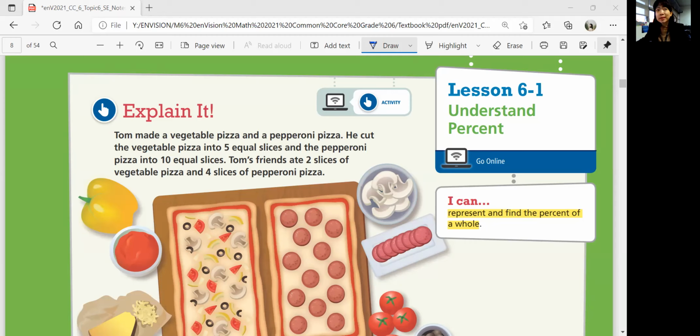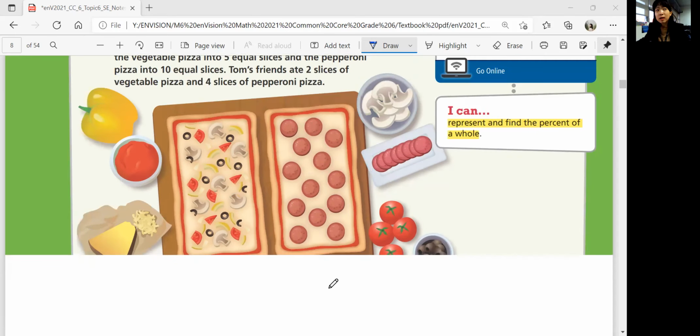Tom made a vegetable pizza and a pepperoni pizza. He cut the vegetable pizza into 5 equal slices and the pepperoni pizza into 10 equal slices. Tom's friends ate 2 slices of vegetable pizza and 4 slices of pepperoni pizza. Okay, so there are shares of the pizza. That's the vegetable pizza. That's a pepperoni pizza.